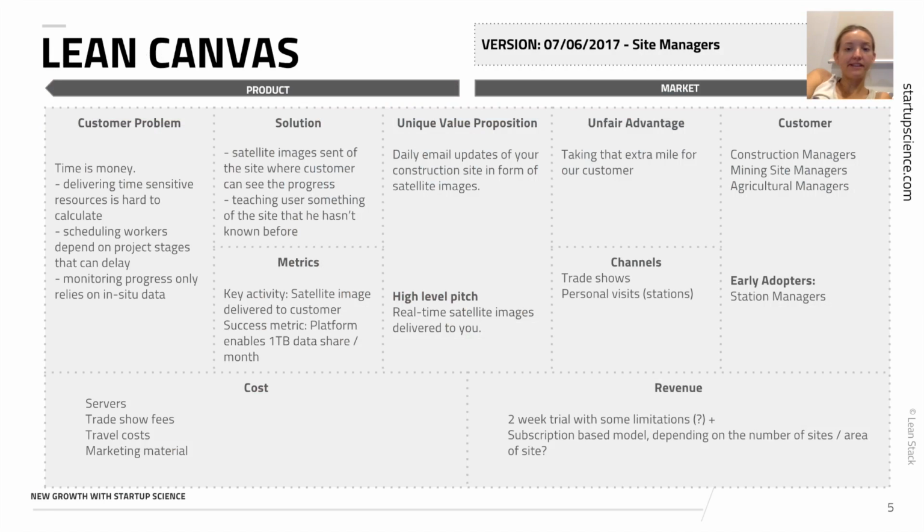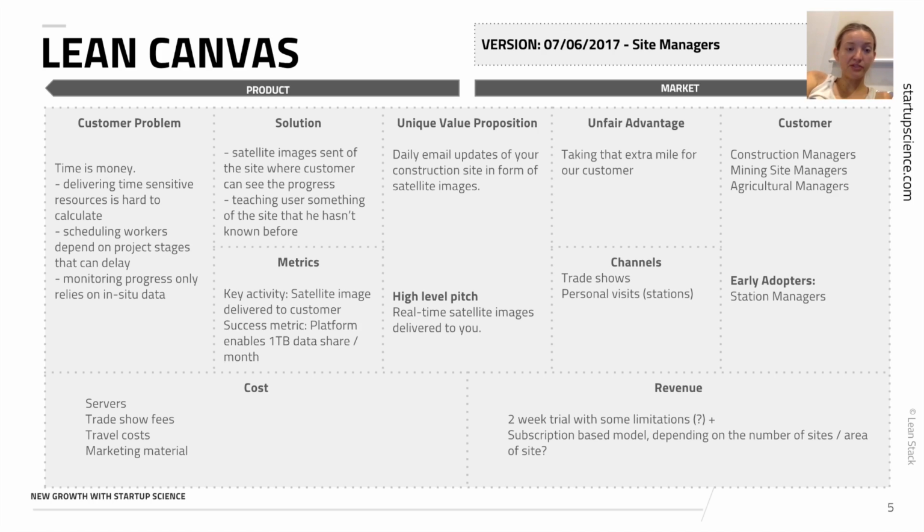So this is our lean canvas for our site managers. Our primary customers would be construction managers, mining site managers, agriculture managers, with early adopters being station managers because they are quite easy to access and they are quite always open to new technologies.